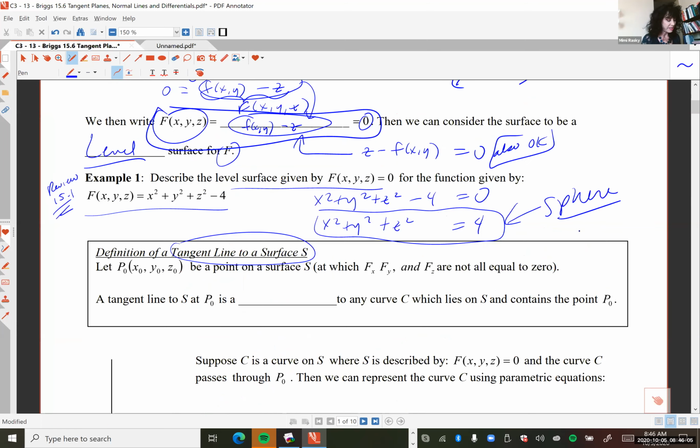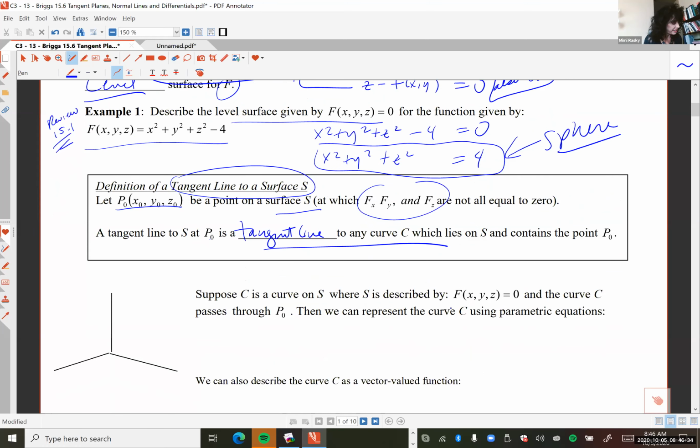So some definitions here. Let's first define what it would mean to be a tangent line at a surface. The idea is you have some fixed point P naught that's on your surface S, and you don't want the gradient of big F to be the zero vector, because that would be terrible. A tangent line to the surface at the point P naught is a tangent line to any curve, as long as the curve lies on the surface and contains that point.